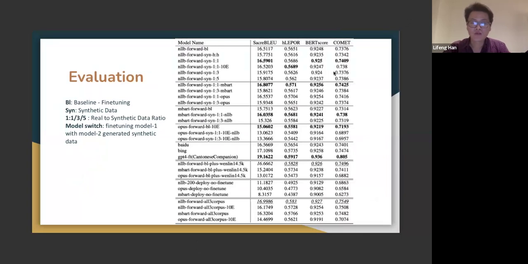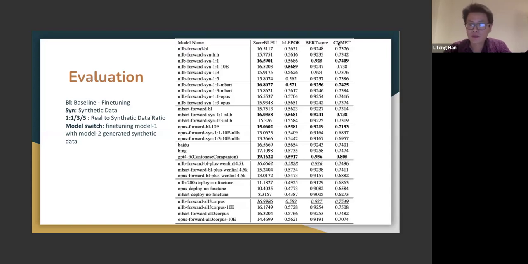Here is an overall figure of our automatic evaluation where we use SacreBLEU and hLEPOR. Both of these two are lexicon-based metrics. What is worth noticing is that hLEPOR is a metric that we proposed ourselves nine years ago or longer, and it was ranked top one in the WMT shared task.